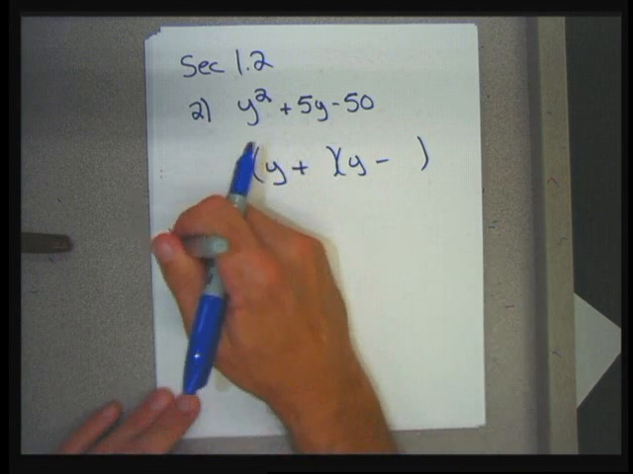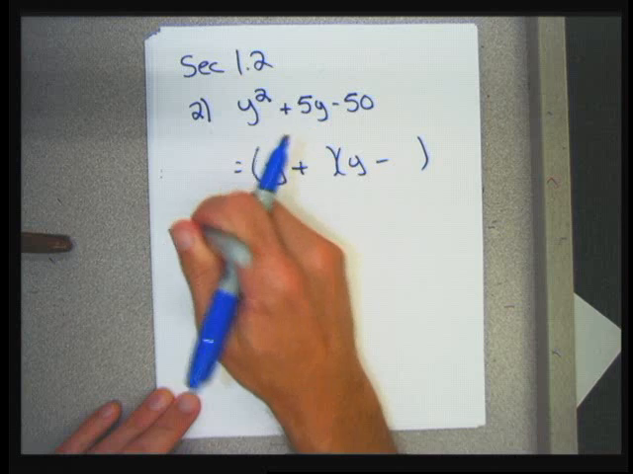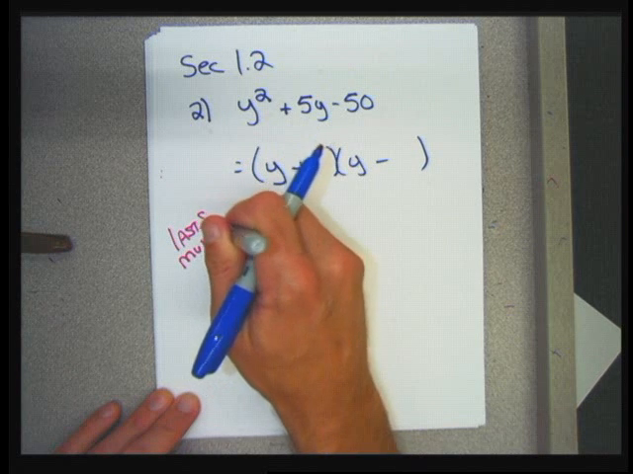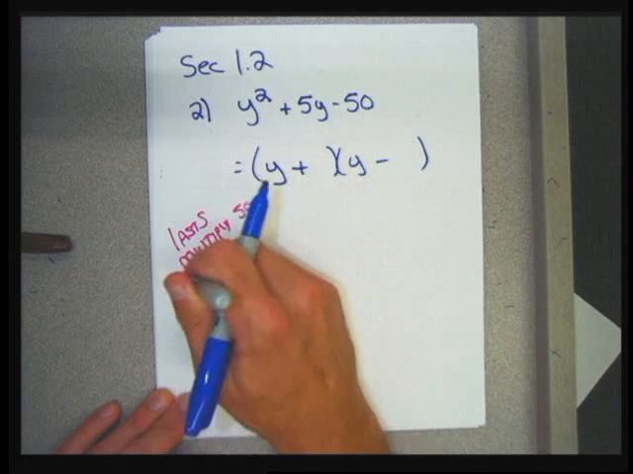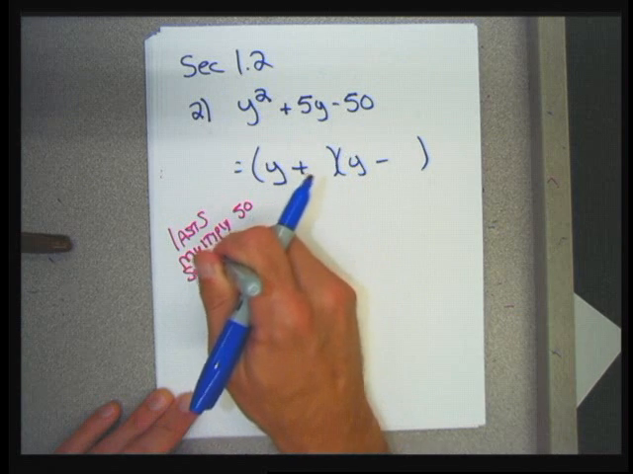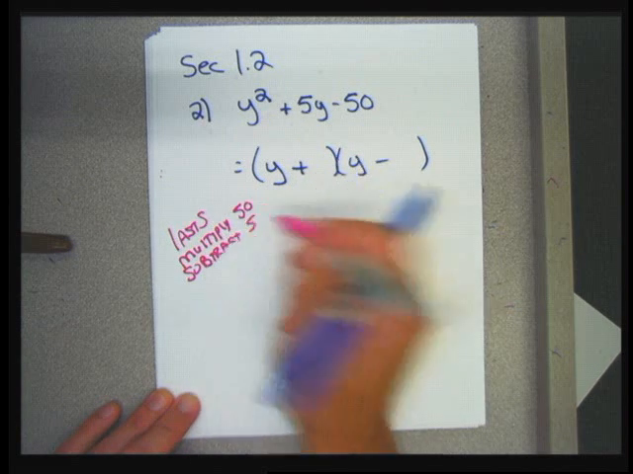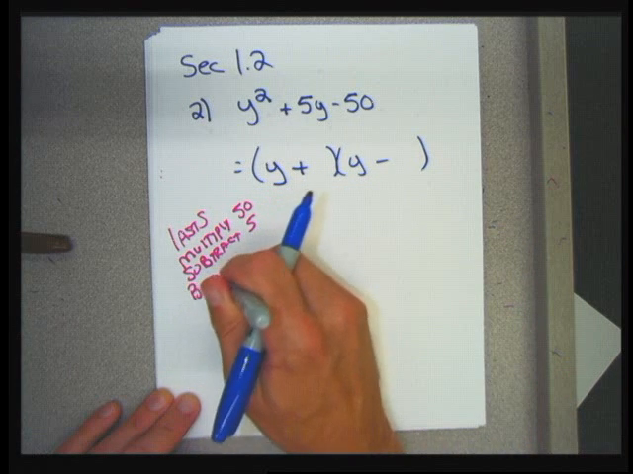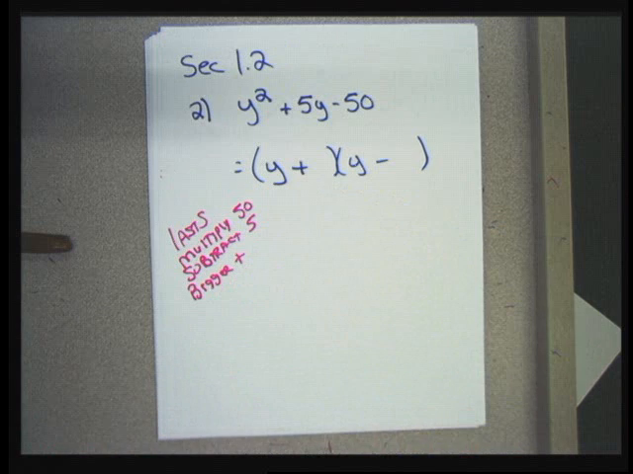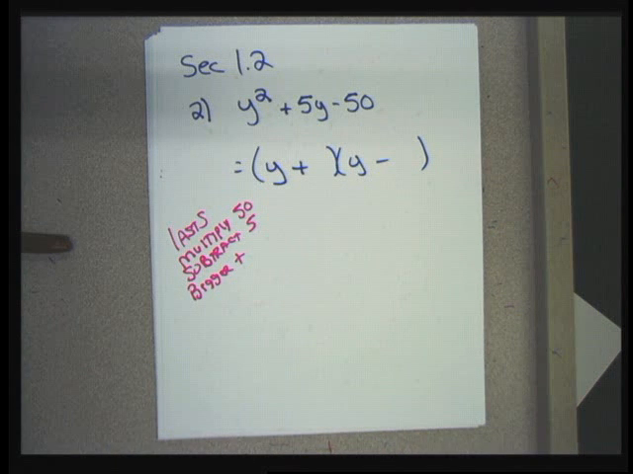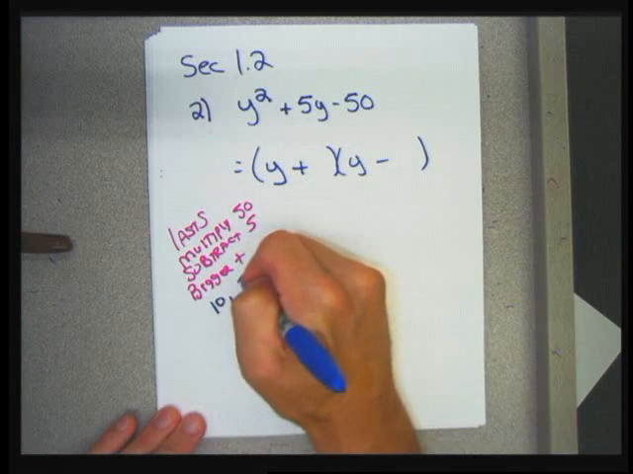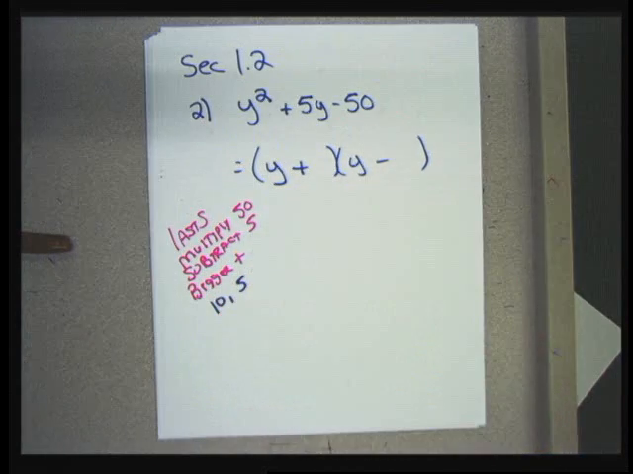And now my lasts have to do a couple things. They have to multiply to that last number, which is 50. They have to subtract to the middle number, that's 5. And because that 5 is positive, the bigger number of the pair is going to get the plus. So what are the lasts? 10 and 5, because 10 times 5 is 50. 10 minus 5 is 5.